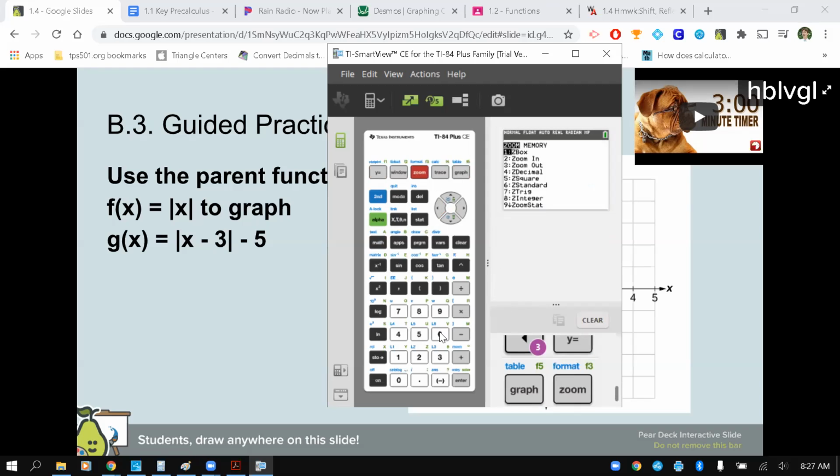Oh, but my window's messed up. Zoom 6. There we go. Okay, questions?